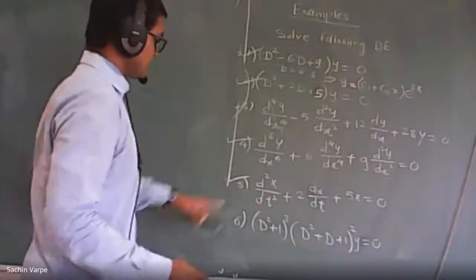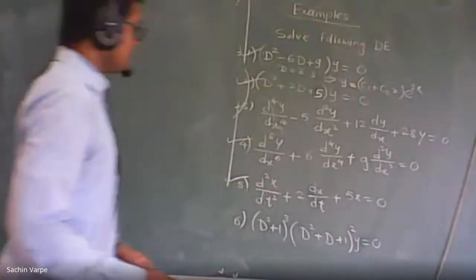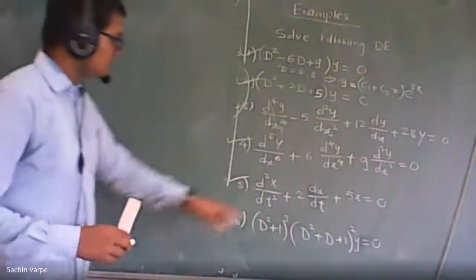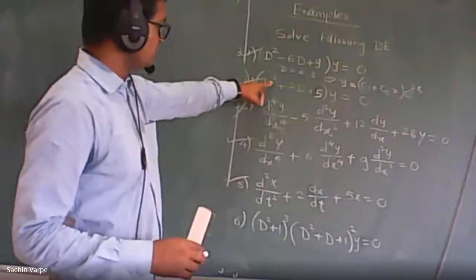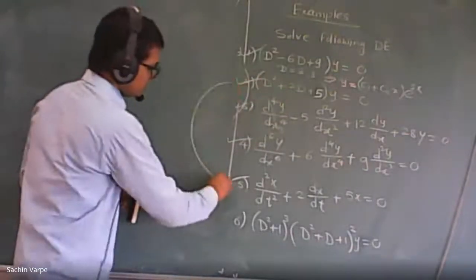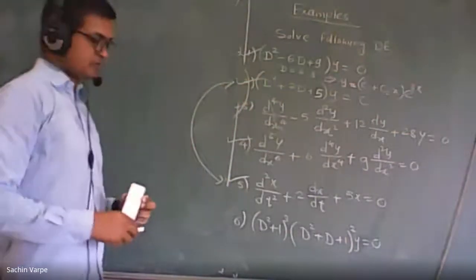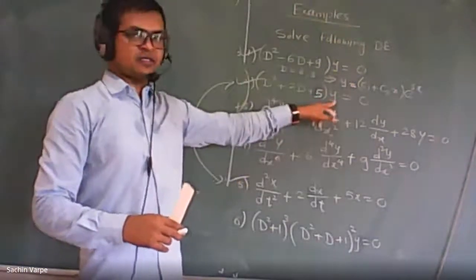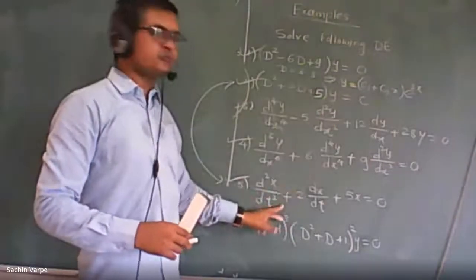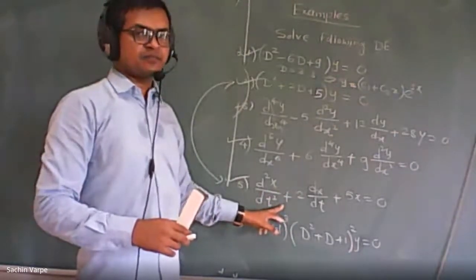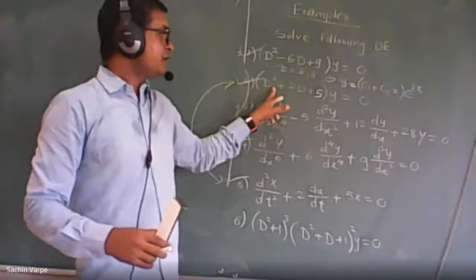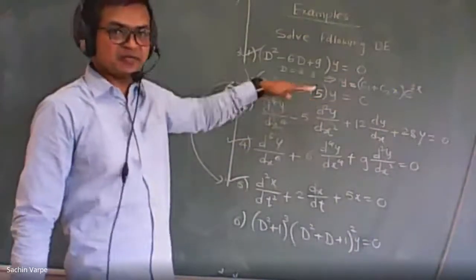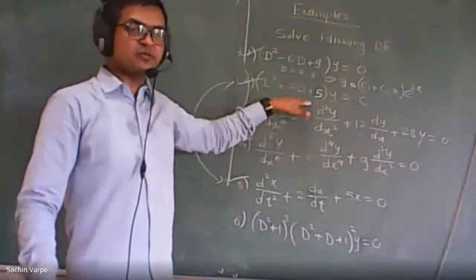Now the next is d2x by dt square plus 2 dx by dt plus 5. I think we have solved this now. This is very similar to this one. Second and fifth are similar questions. Only the change is what? Here the dependent variable is y and here the dependent variable is x. We are assuming the dependent variable is x.